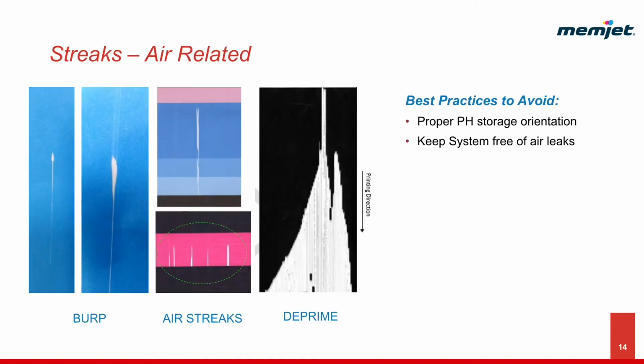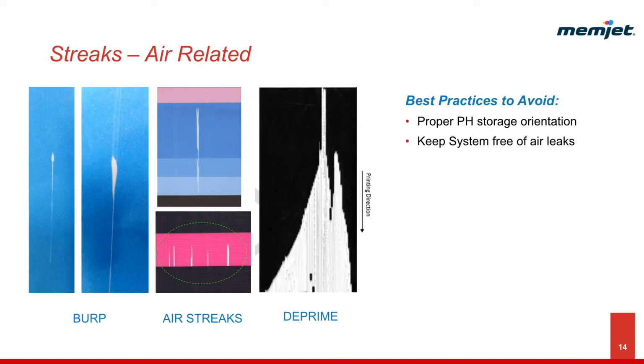The next type of streaks we're going to talk about are air-related. This is where air is trapped inside the printhead and makes its way onto the printed output. Air streaks are identified by the irregular or flame-like shape, and they are typically confined to a single color plane. The examples from left to right display increasing severity.